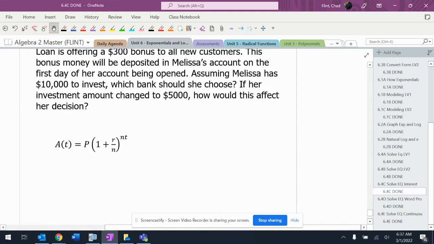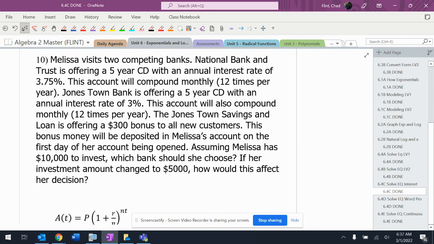All right, so this is a common question that gets asked on tests and things. We ask you to compare two things. So we got two banks. One is giving you a 5-year CD with annual interest of 3.75% compounded monthly. The other one is giving you 5 years, 3% compounded monthly, but that one's giving a $300 bonus to all customers, and that goes right into your account when it's being opened. Assuming Melissa has $10,000 to invest, which should she choose if her investment changed to $5,000?